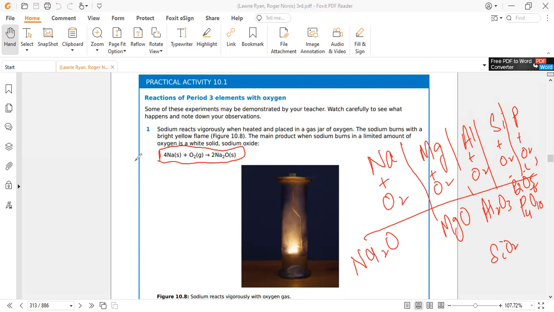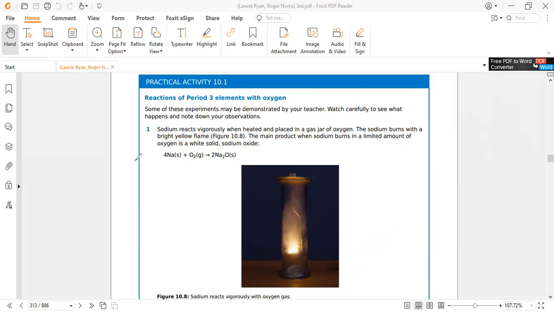So here is a summary of the color changes. First, what happens when you place sodium, which is a silvery gray soft metal, where oxygen is present? It rapidly reacts with oxygen and burns with a bright yellow flame. The first observation when sodium is burned is a bright yellow flame.